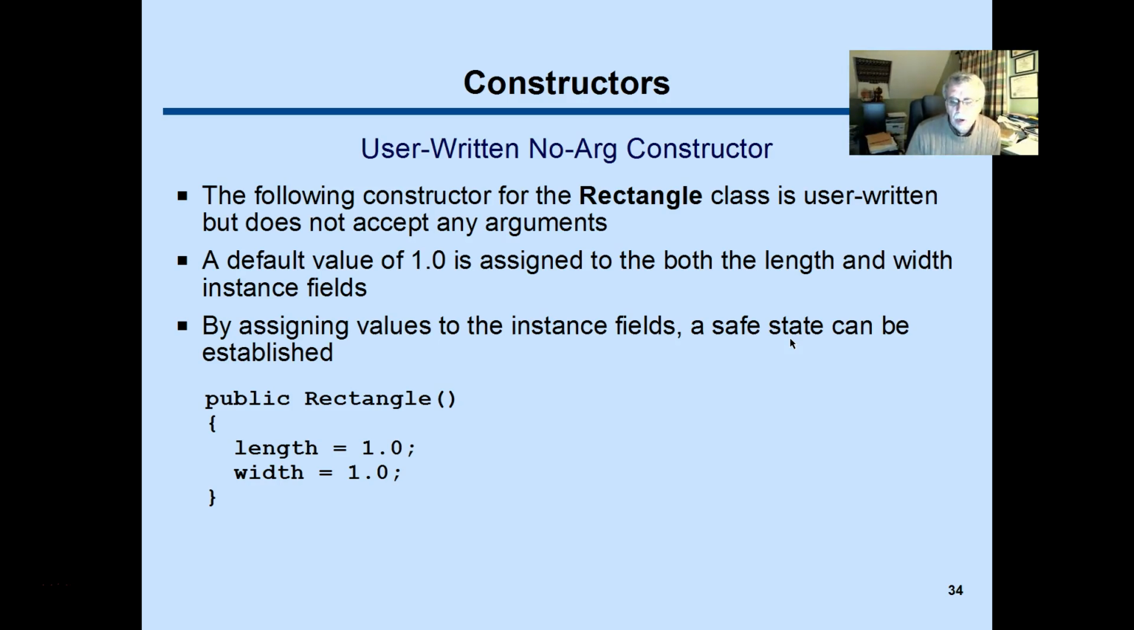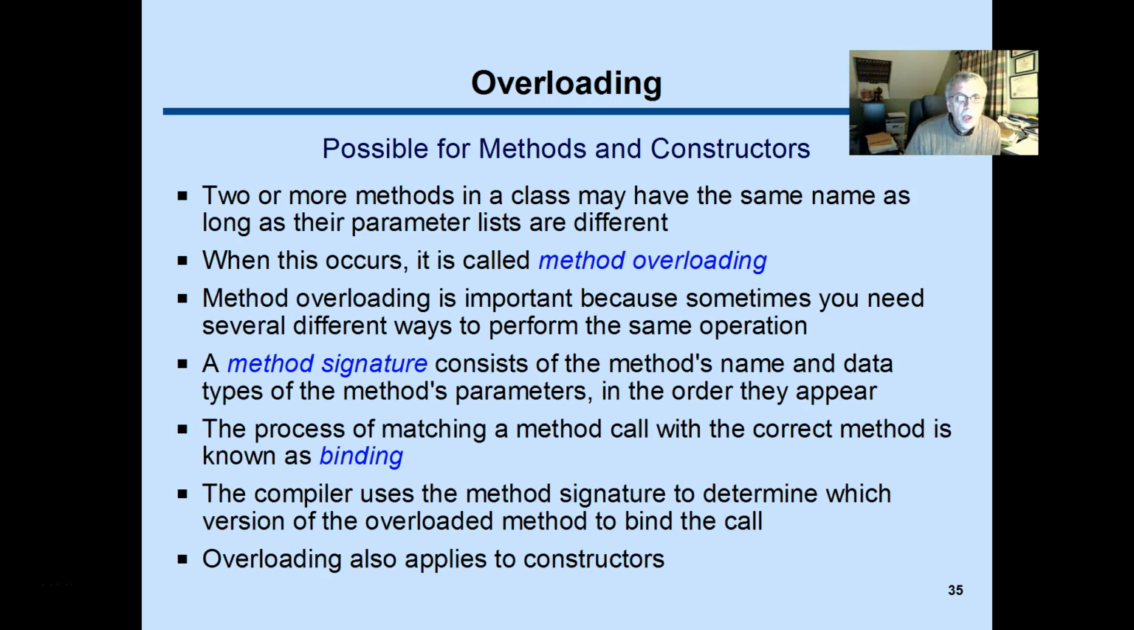So that's why we would create our own noarg constructor. But we can also create another version of the constructor that would accept from the user a length and a width when the constructor is invoked, hence when the object is instantiated. This is a concept of what's called overloading.